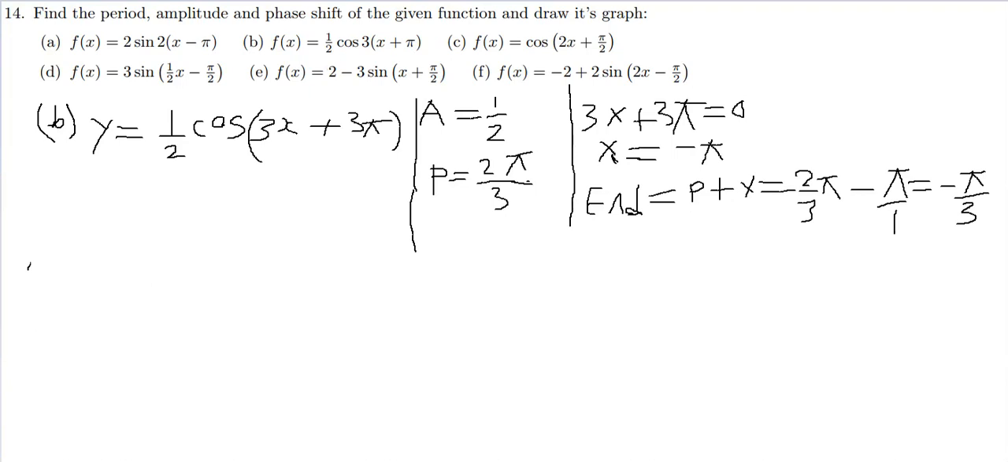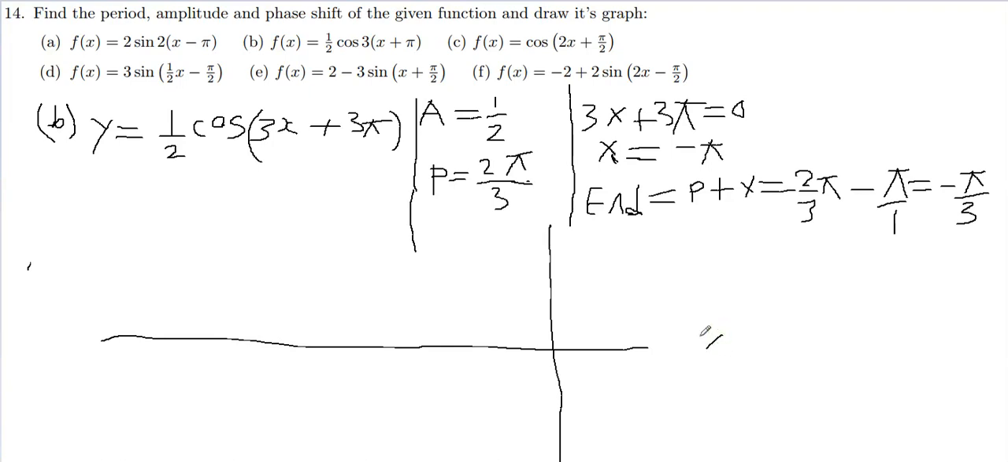So we can now start drawing the curve. I'll draw it in this manner, starting from the x axis and ending at the same place. So this is my x axis, and then this is my f of x, or rather y. So this is my 0, then I'll put pi there, then I'll put my negative pi there. Then here I'll put negative pi over 3.